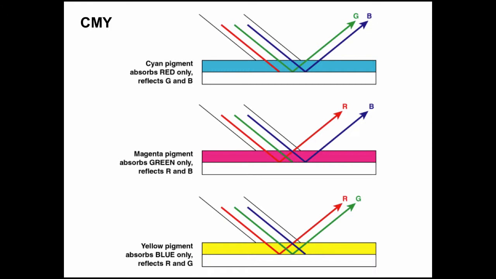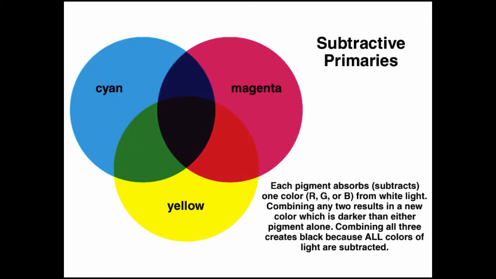And yellow pigment absorbs only the blue light, reflecting equal amounts of red and green, which the eye perceives as a yellow color. These three colors are referred to as the subtractive primaries. They're called primary colors because they can be combined to create most of the other colors in the visible spectrum. But they're referred to as subtractive because they function by absorbing or subtracting a particular wavelength of light and reflecting the other wavelengths of light.